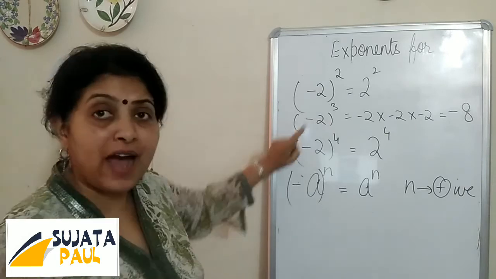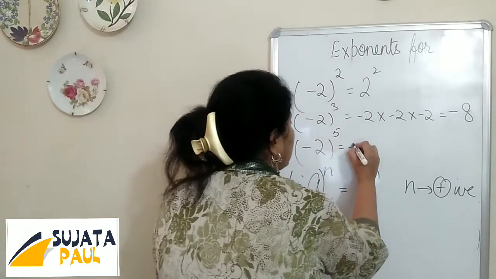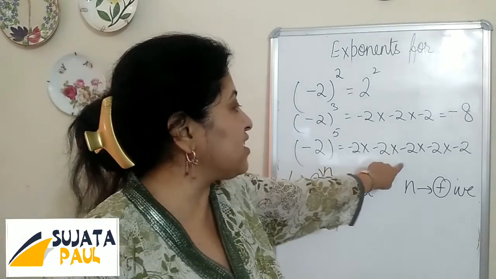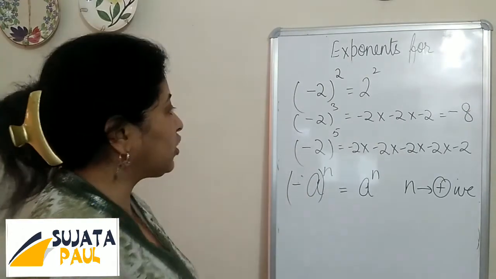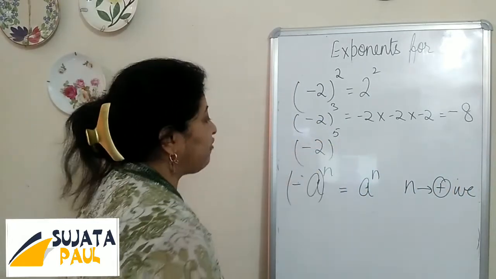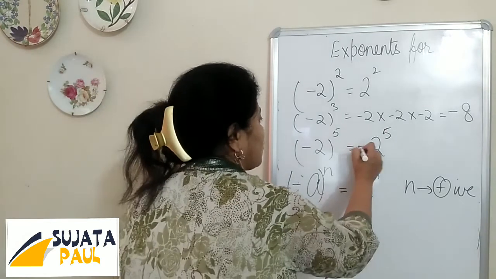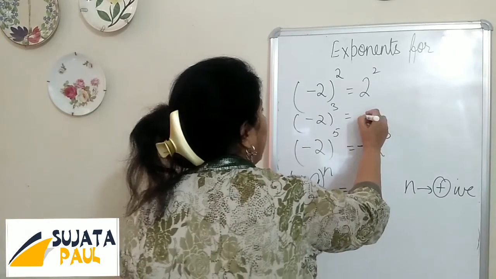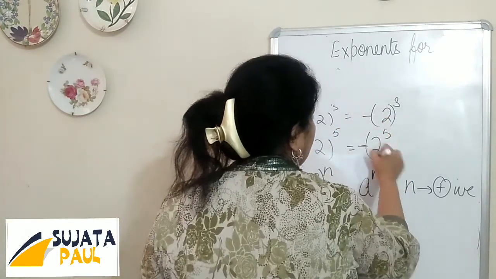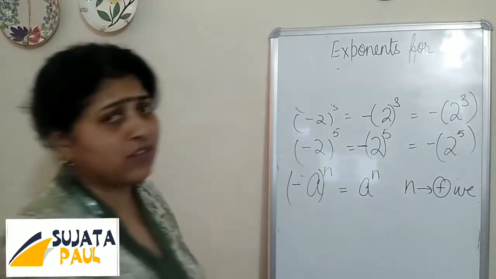If it is negative, if it was 5 also, it would be negative. So, let me give you this example of 5 also. Minus 2 raised to the power of 5 is equal to minus 2 into minus 2 into minus 2 into minus 2 into minus 2. Minus into minus is plus, plus into minus is minus, minus into minus is plus, plus into minus is minus. So this means that when the number is negative, if my n is odd, this can be written as minus 2 raised to the power of 5. Whatever answer I get, I can also write this as minus 2 cube. I don't need to go that far ahead.